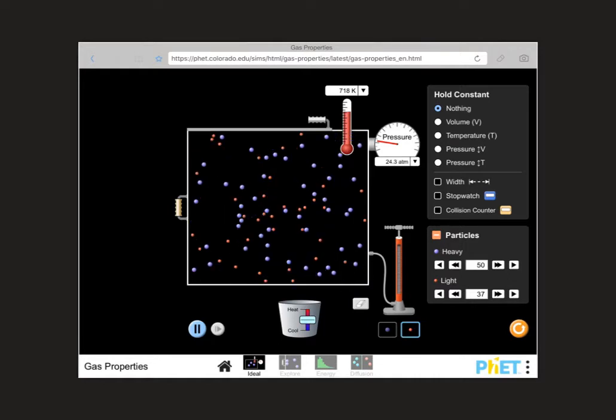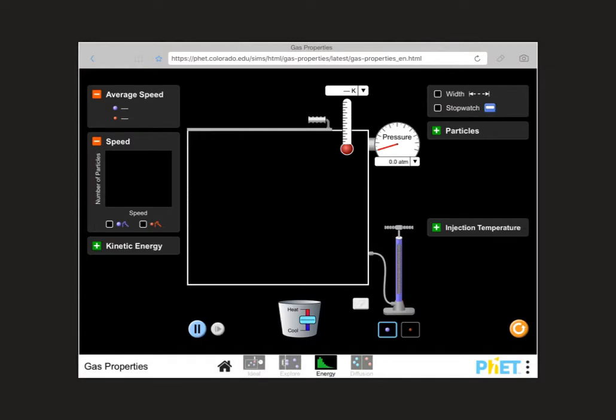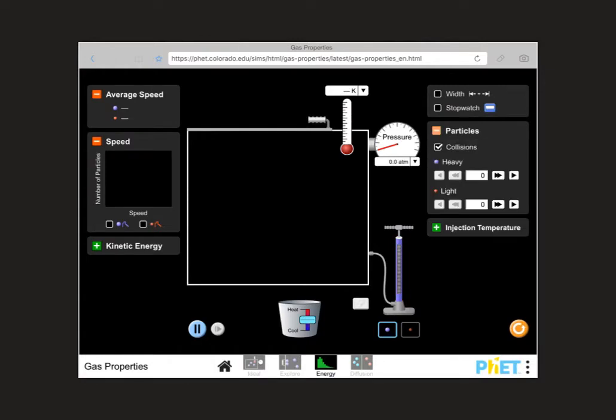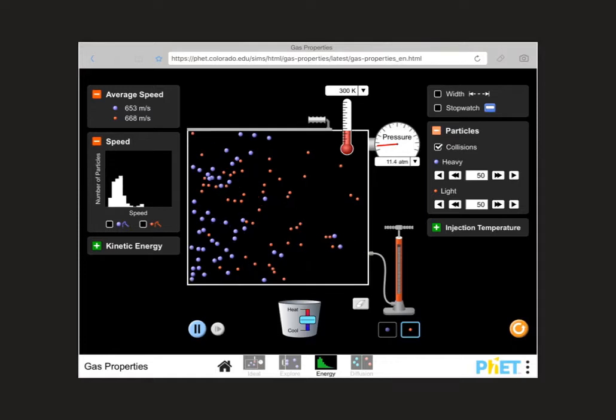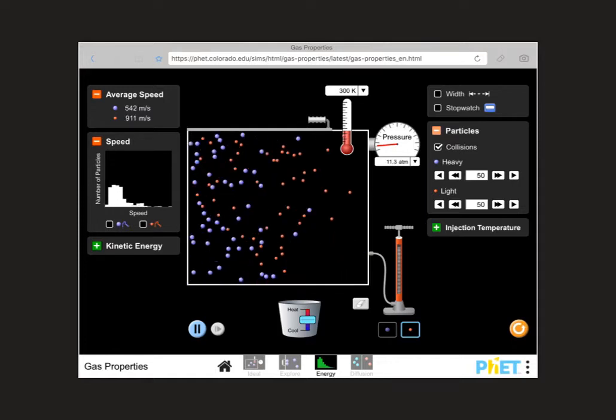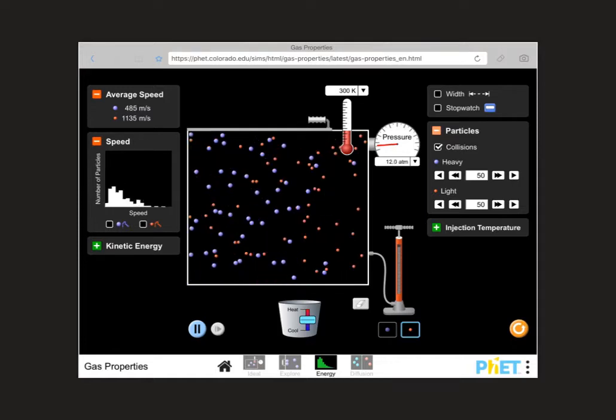Now, let's take a look at the energy distribution. I'm going to show the number of particles. I've got heavy particles and light particles. I'm going to pump in 48 heavy particles and 50 light particles. Let's bump up to 50 heavy particles, so I have the same number of particles, the same start that we had.